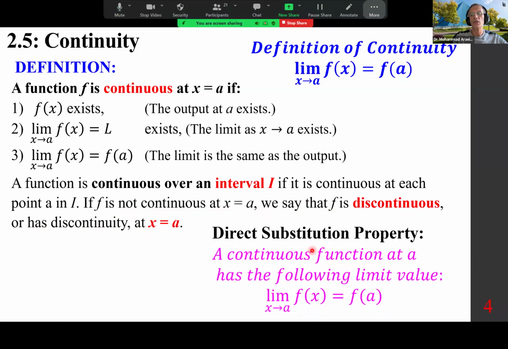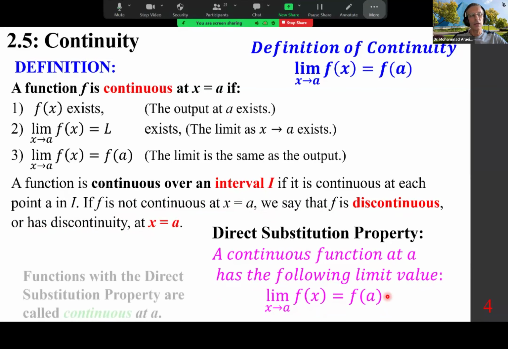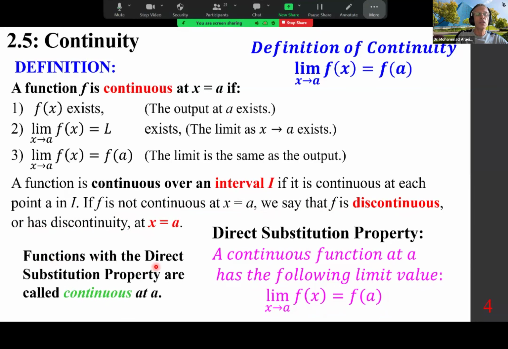The concept of the direct substitution property has been discussed. A function continuous at a has the following limit value: the limit of f of x as x approaches a equals f of a. And finally, functions with the direct substitution property are called continuous at a.